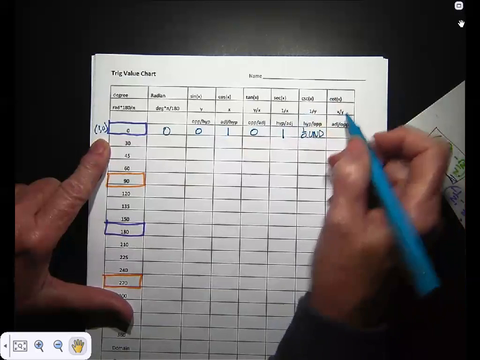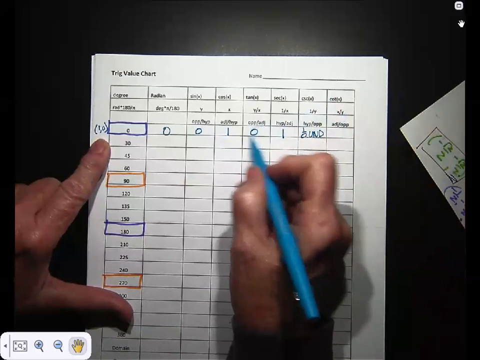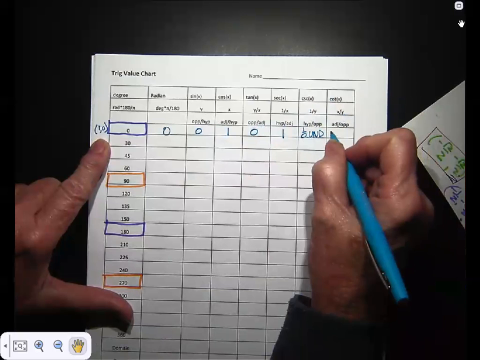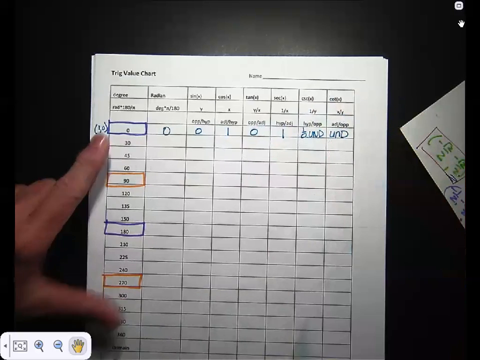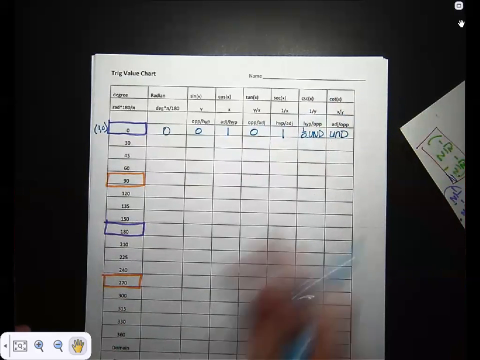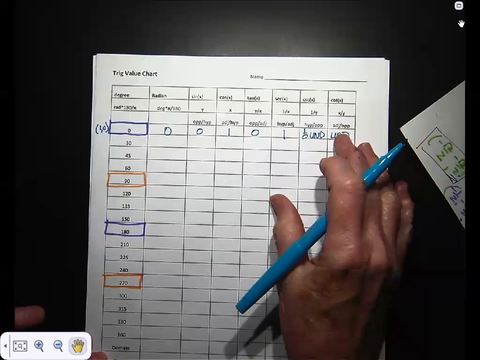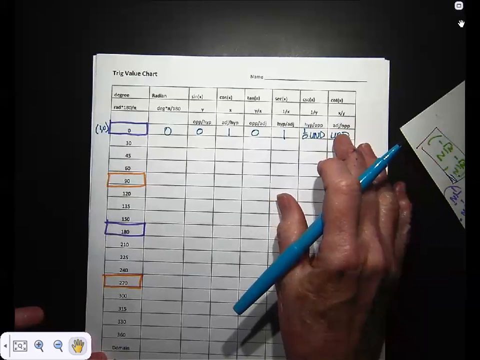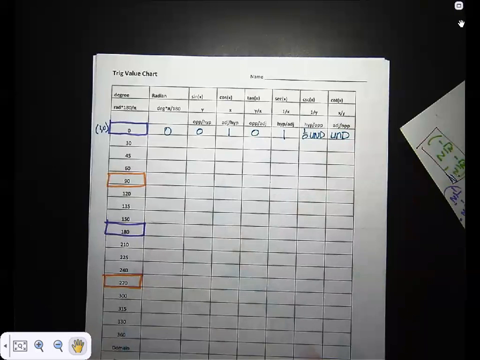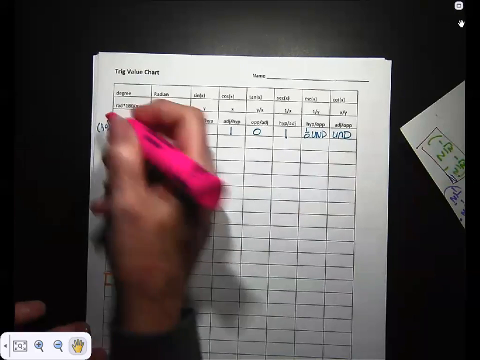Cotangent is the flip of tangent. So flipping 0 becomes 1 over 0. So this one is also undefined. You don't need to worry about exactly what that means for right now, but you just need to know it's undefined. Okay, and then I could use that bit of information for those. But right now I want to go to the next set.